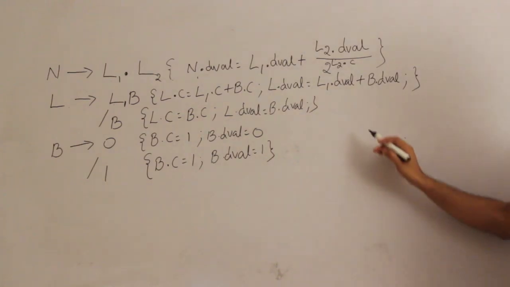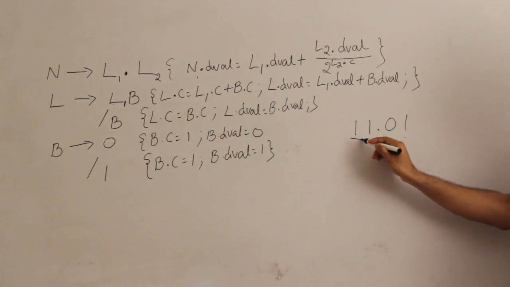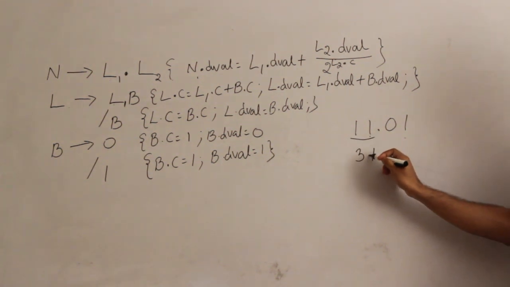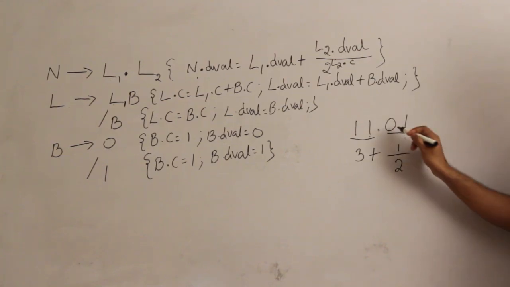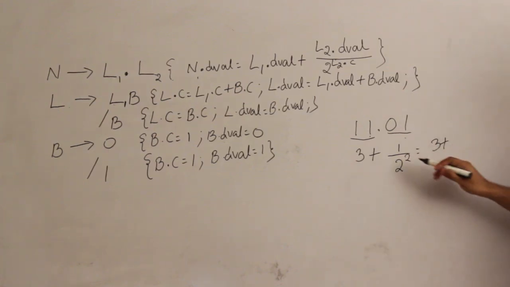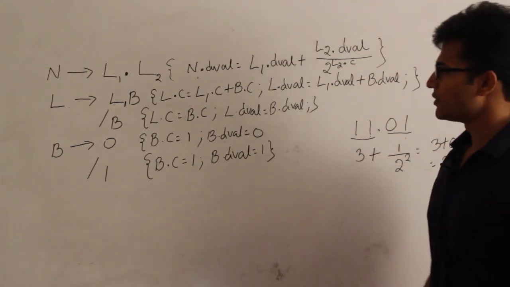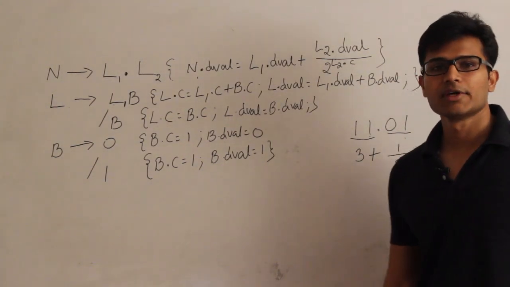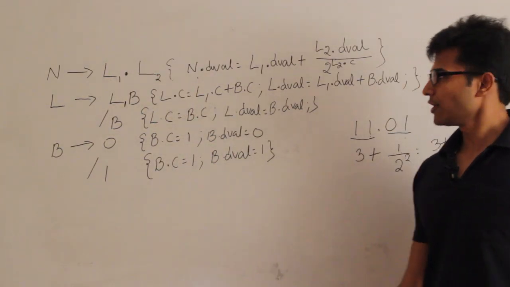If you want to see an example, let us say the number is L1 11.01. We are going to evaluate the decimal value of this, which is nothing but 3, plus the decimal value of this, which is nothing but 1, divided by 2 power number of bits. What is 2 power number of bits? 2 power 2, which is 4. So 3 plus 1 by 4, which means 0.25, which is 3.25. So that is how this SDT is going to work. This is an SDT to convert any binary number, including binary numbers containing a decimal point, into a decimal number. Okay, so we shall see the next example.